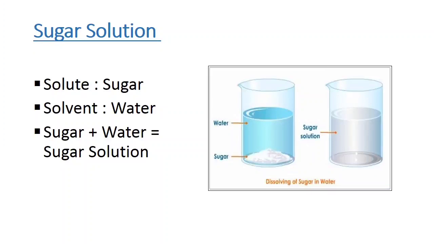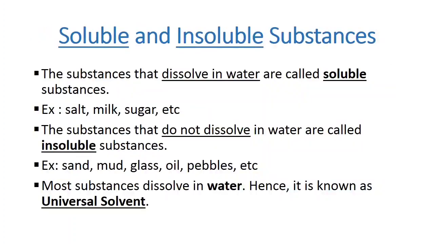You can see in the diagram, in the first beaker, there is sugar at the bottom and water is there. Fine. So when we stir it, the sugar will get dissolved in water and we will get sugar solution. So here in the sugar solution, sugar is the solute and water is the solvent. And when we mix both of them together, we get sugar solution.